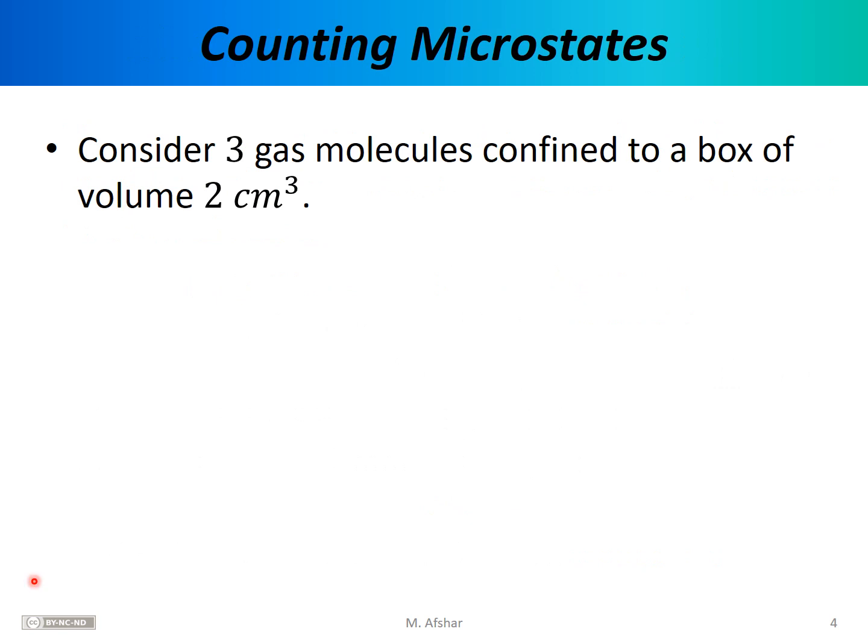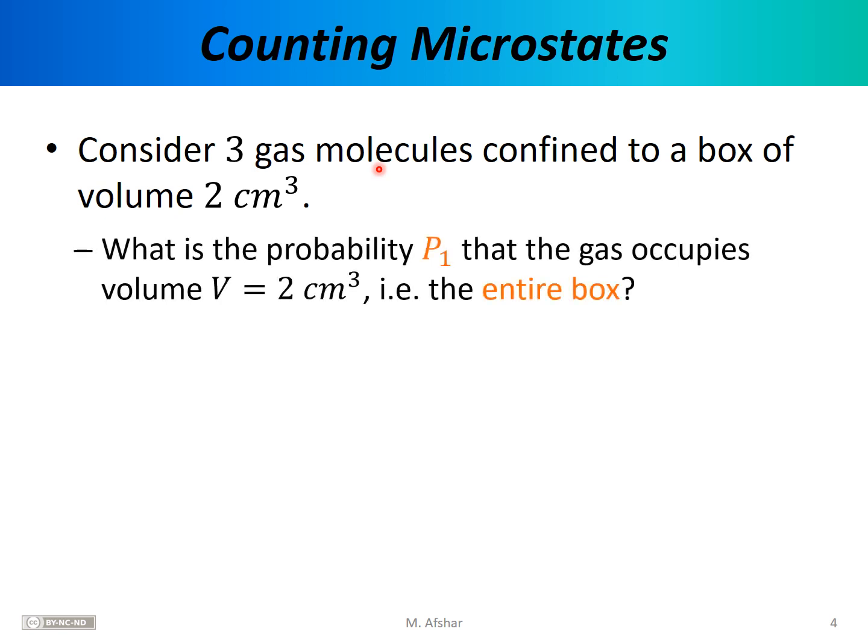Let's start with a simple example. Consider 3 gas molecules confined to a box of volume 2 cubic centimeters. A question that we might be interested in is the following. What is the probability, let's call it P1, that the gas occupies a volume of 2 cubic centimeters? In other words, we're interested in calculating the probability that the gas is distributed throughout the entire box.